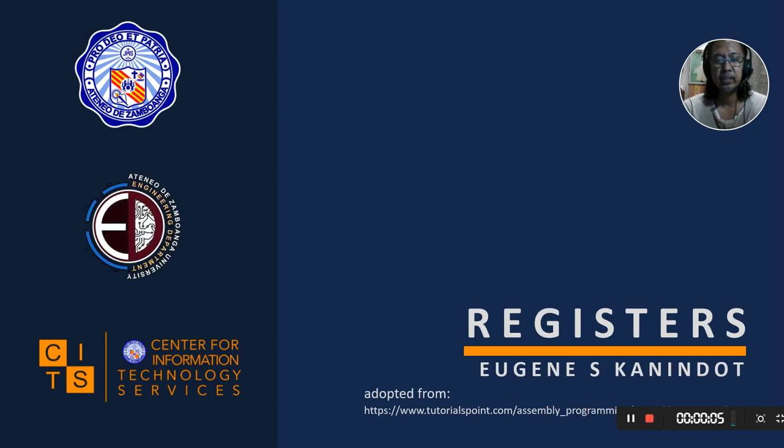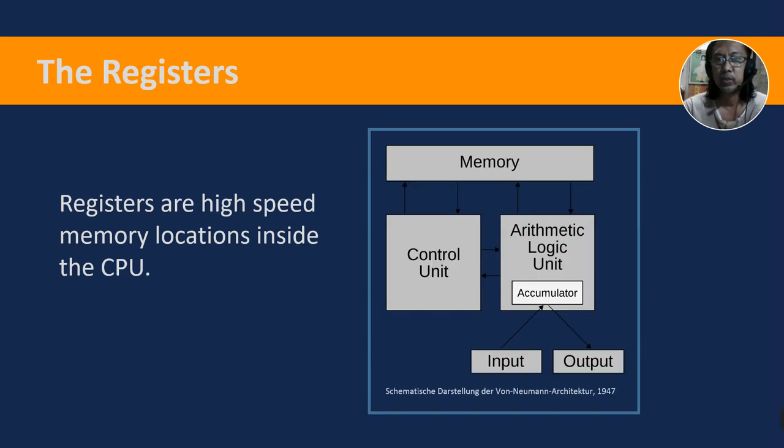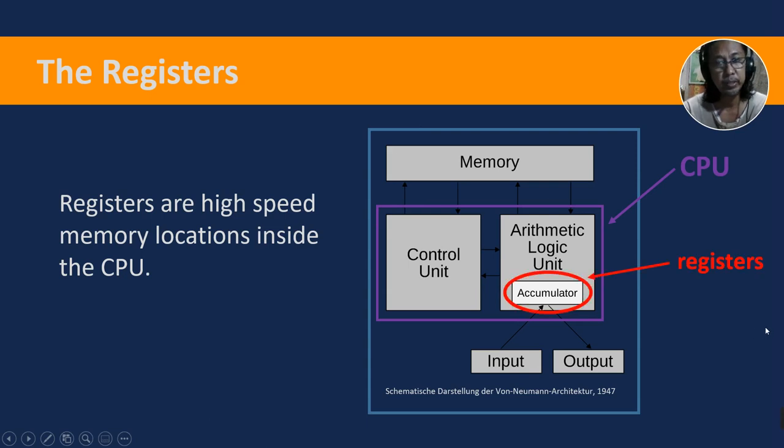Hi, for this lecture I'm going to talk about registers. Registers are high-speed memory locations inside the CPU. So this is your von Neumann machine architecture. This is your CPU and these are supposedly your registers, but in von Neumann architecture the register there is represented by the accumulator. So it's still inside the CPU.